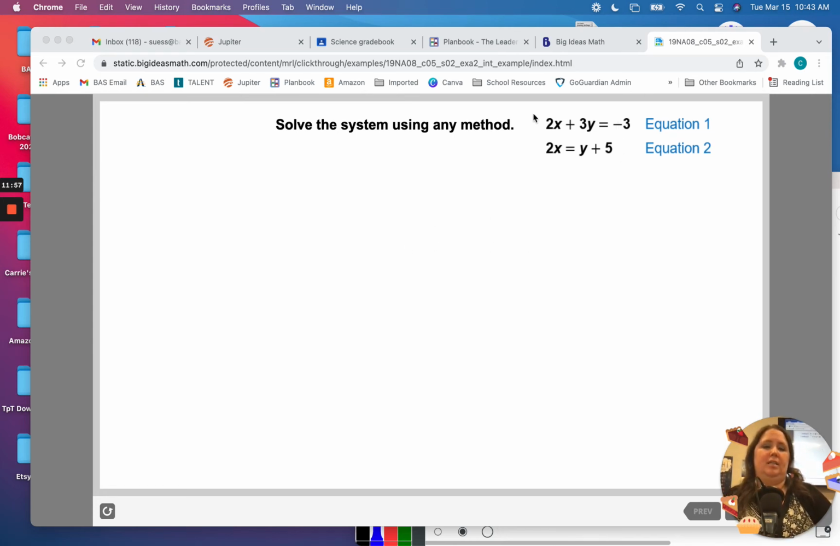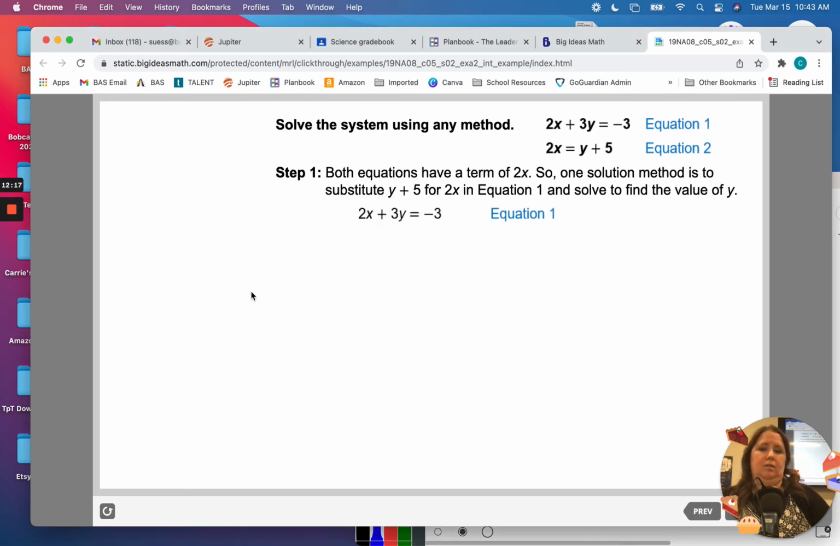Okay, so in this, are either one of these equations solved for a variable? No. Are there either one of these equations close to being solved for a variable? Yes, the second one, right? If I move that 5, then I have it solved for y. I would just subtract the 5.